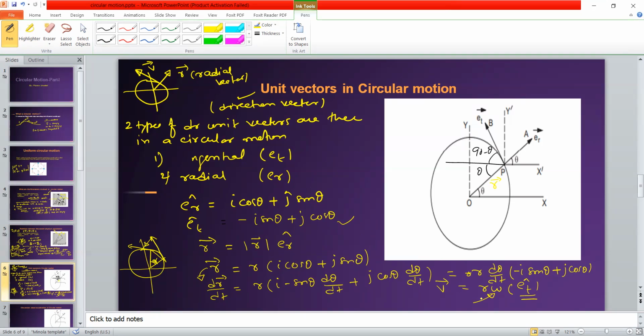Okay, so this is the first part: how the velocity and direction are involved. The velocity is always acting towards the tangent. So hence we have proved it. Now let us remove this particular thing.